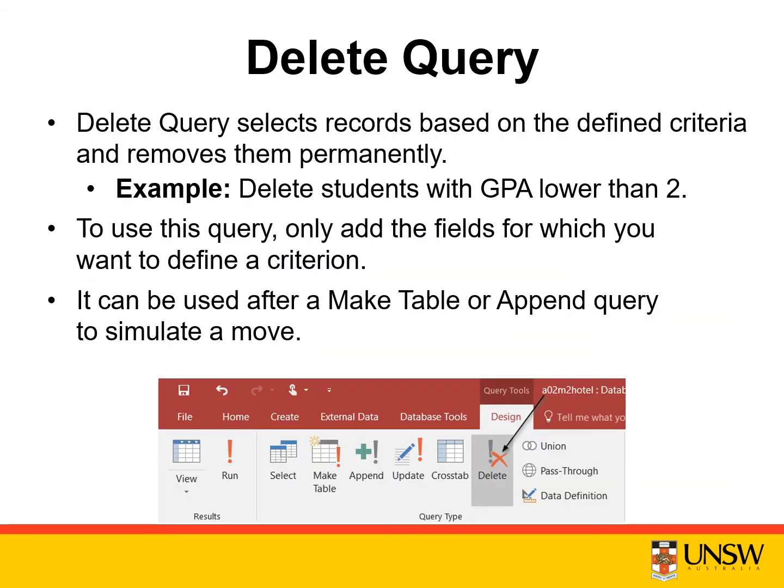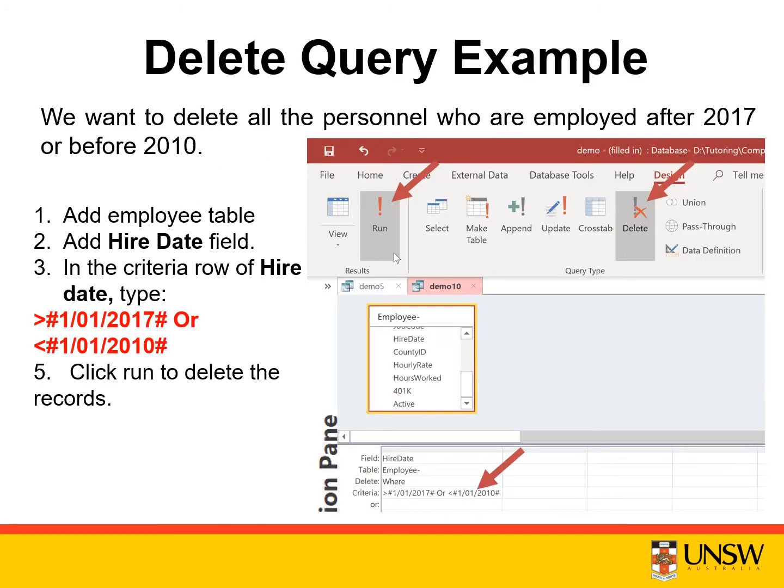Delete query is the next action query. With the use of this query, you can define some criteria and delete some records based on the defined criteria. In this example, we want to delete all the personnel who are employed after 2017 or before 2010.